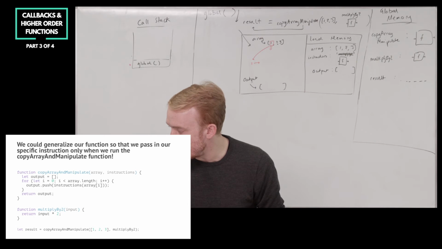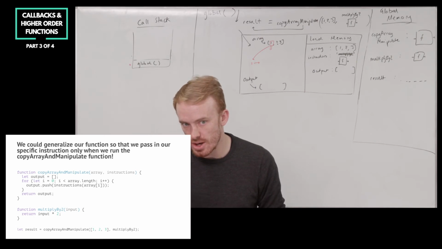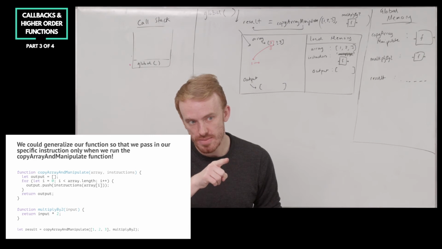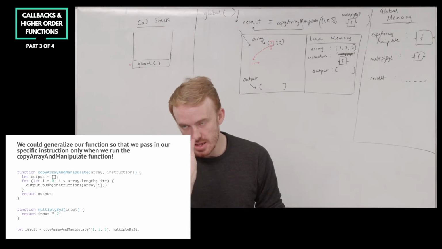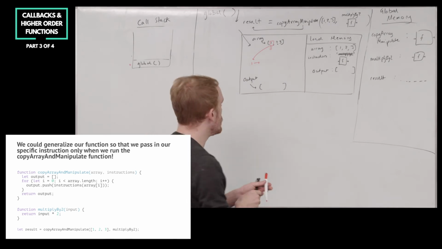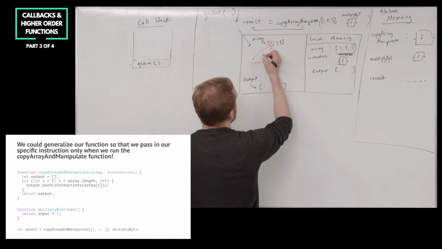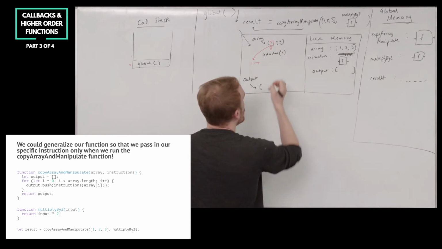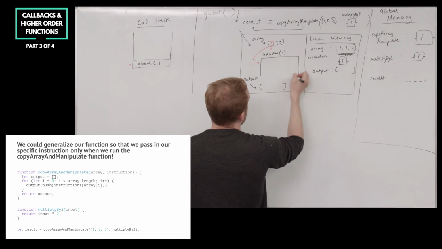Array index 0 is going to be switched out for the value 1. What is instructions being switched out for the value of, Philip? Multiply by 2. So we've now got multiply by 2, parens 1. So we've got to create what, Philip? A new execution context. A new execution context for instructions really multiply by 2 with the input of 1.